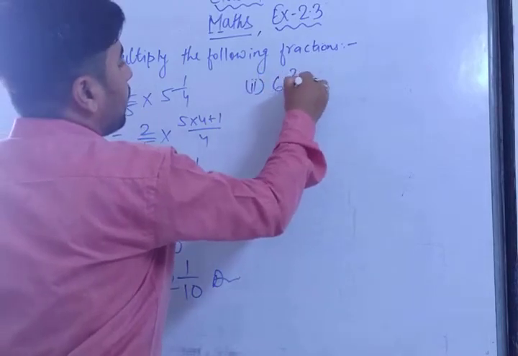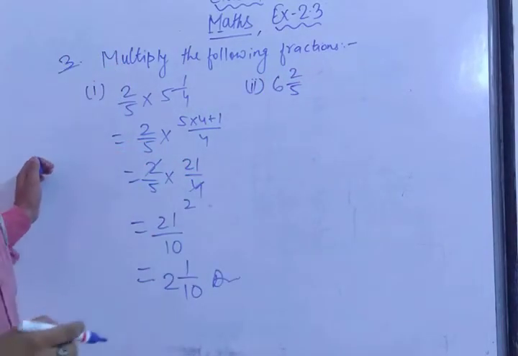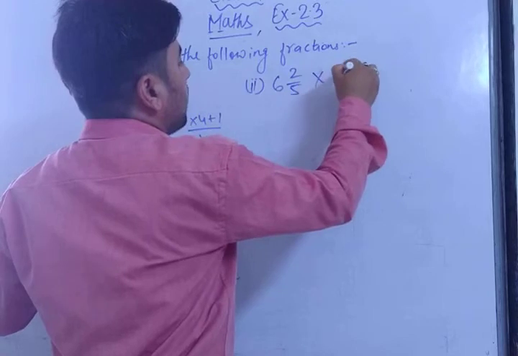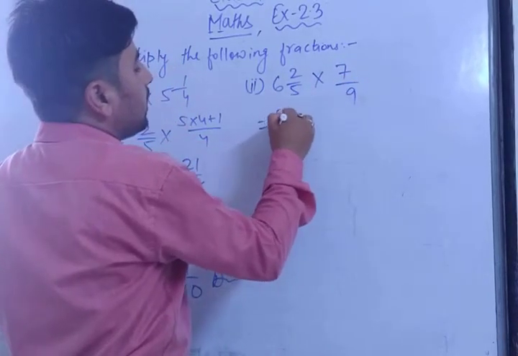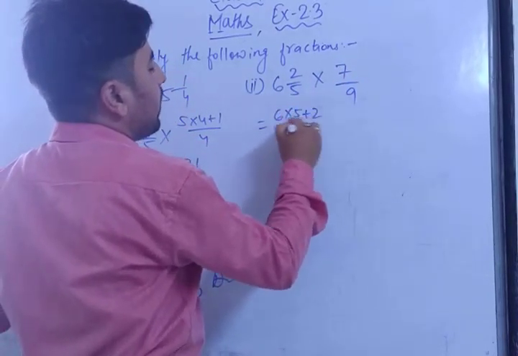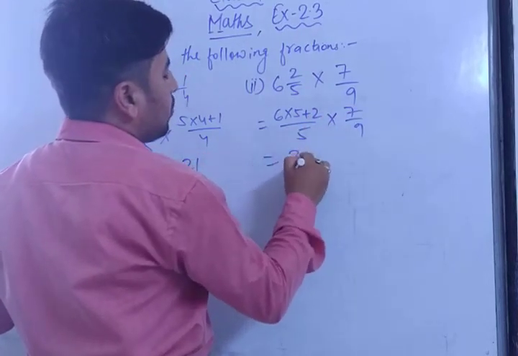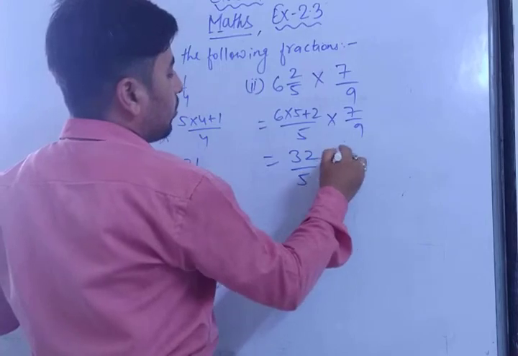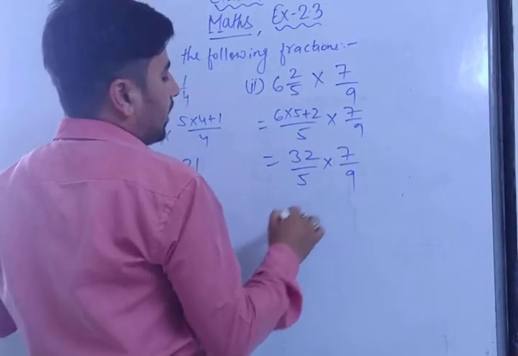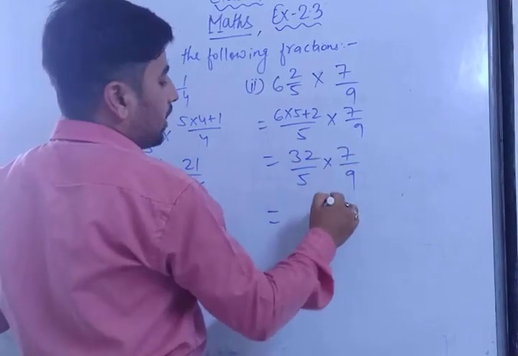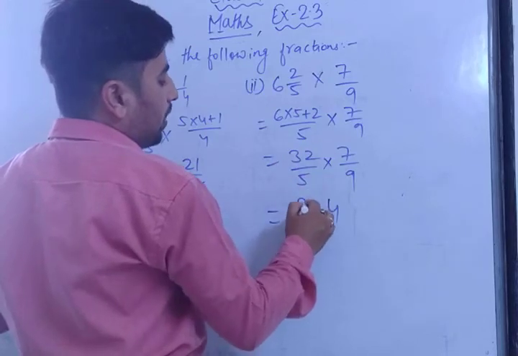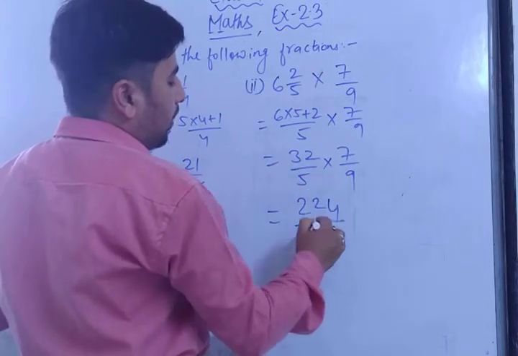6 into 2 by 5 into 7 by 9. So what we'll do here? 6 into 5 plus 2 by 5 into 7 by 9. 6 5s are 30 plus 2, 32 by 5 into 7 by 9. Nothing reducible. 2 7s are 14, 7 3s are 21 plus 1, 22 by 9 5s are 45.